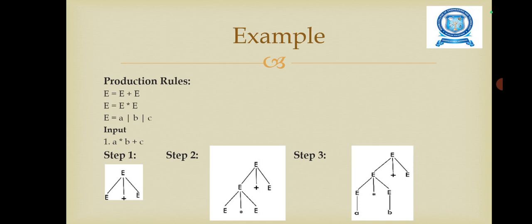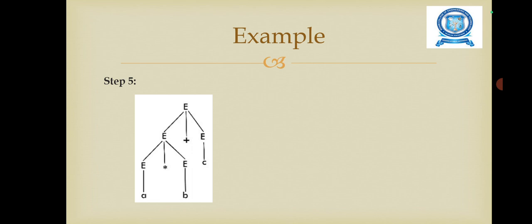So E is replaced as a and the next E is replaced as b. So the a value will be traversed to the non-terminal node E. The b value also traverses to the non-terminal node E. In step 5, we are going to draw the terminal for E. So the c also traverses to the non-terminal node E. Suppose we assign the values a = 2, b = 3, c = 3. So the a value is traversed to E, the b value is traversed to E, the c value is also traversed to E.